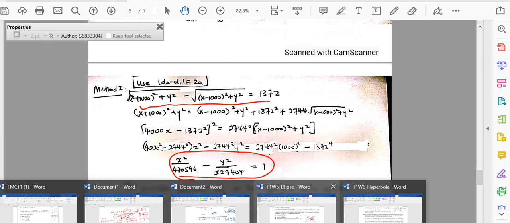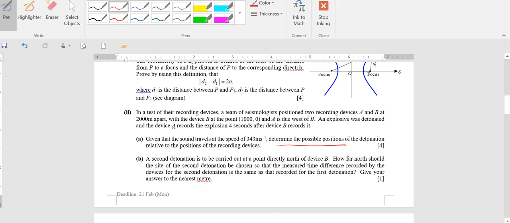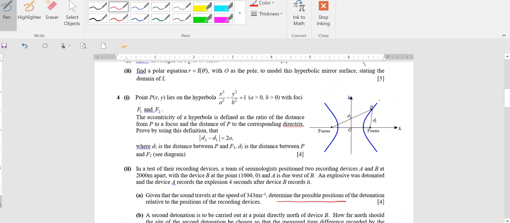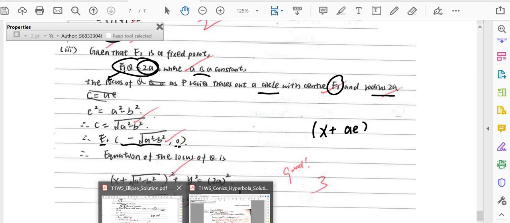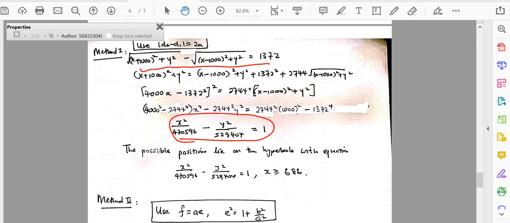Because the hyperbola happens on, we have pinpointed that it is moving along the right side, that's why we need the condition on x to be greater than or equal to 686. I think this point here was 686. So that's why we have x greater than or equal to 686, or if you specify x positive, that's fine too. So you're talking about this arm over here.